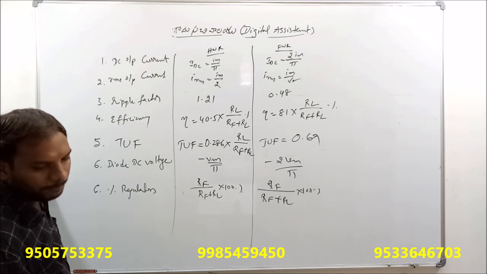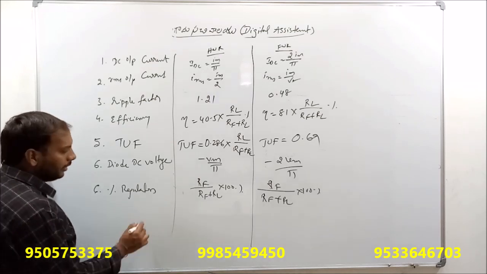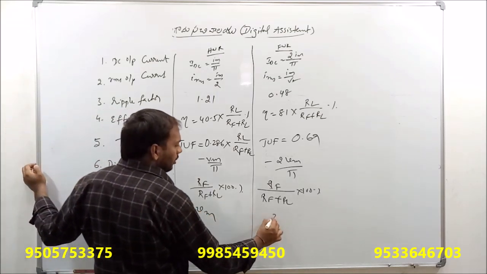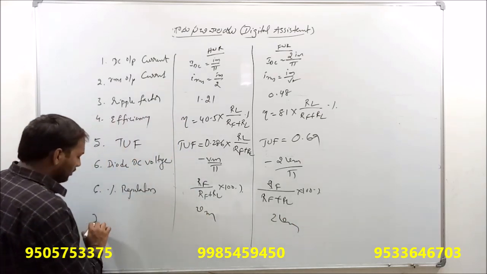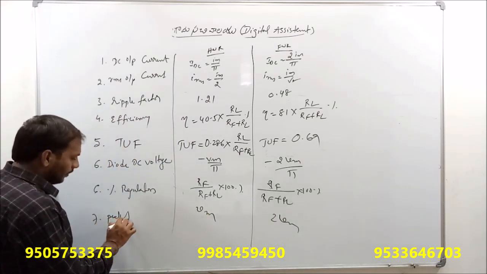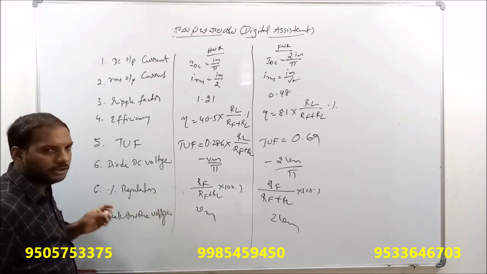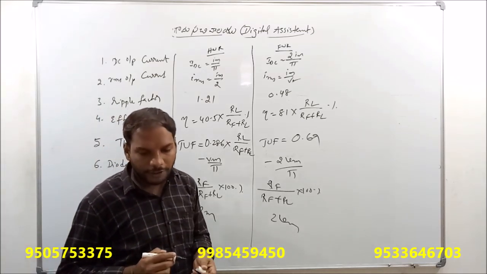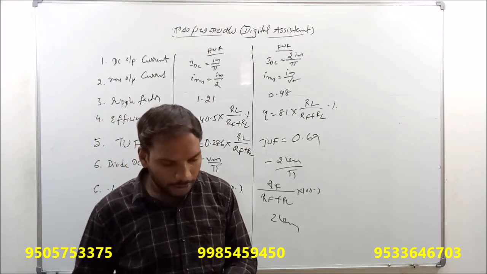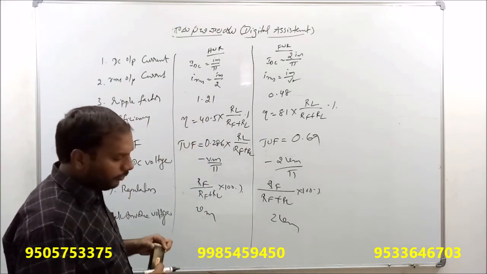You have one more thing: peak inverse voltage, PIV. So the peak inverse voltage here will be Vm, and here we will be getting 2Vm. That is the seventh one, peak inverse voltage. The values are given by Vm.